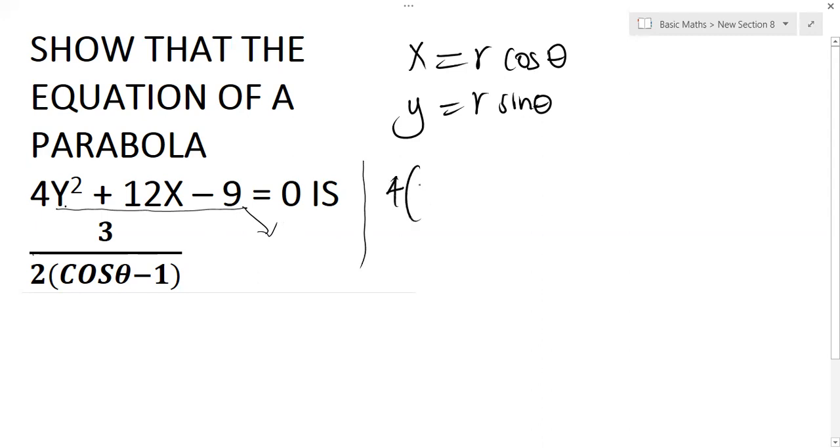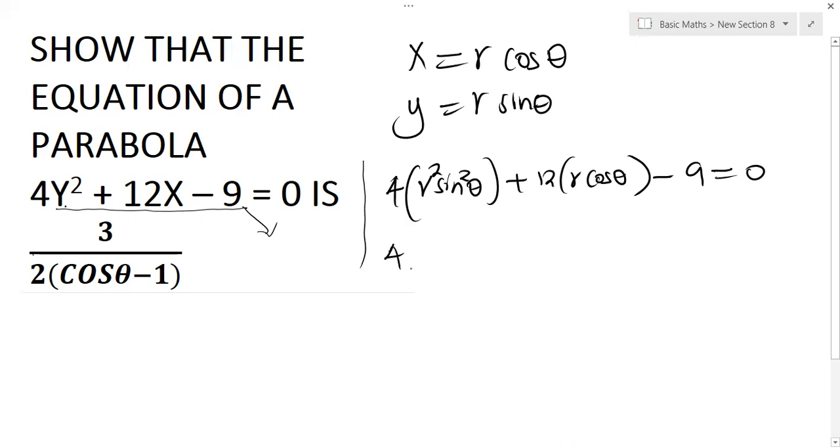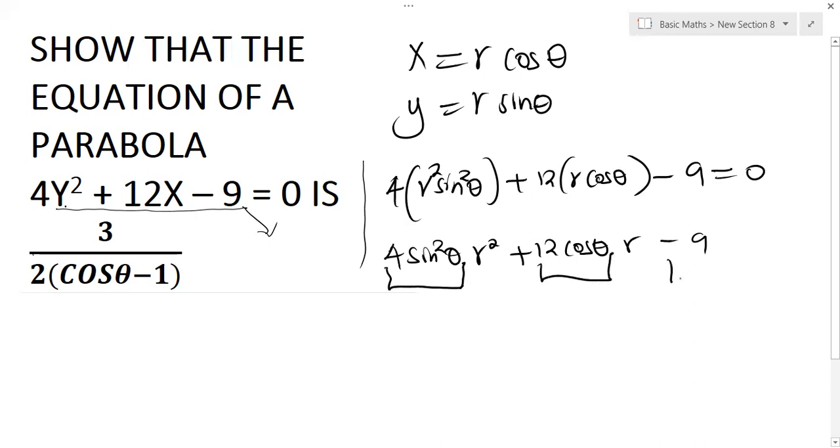So I will have 4 into r sine theta, but since it's squared, it will be r squared sine squared theta, plus 12, where there's x, I'll replace with r cos theta, minus 9 is equal to 0. Okay, so rewriting this, I will have 4 sine squared theta r squared plus 12 cos theta r minus 9. Now, I want to make r the subject of the formula. So this forms a quadratic equation with this being my a value, this being b, and this being c.